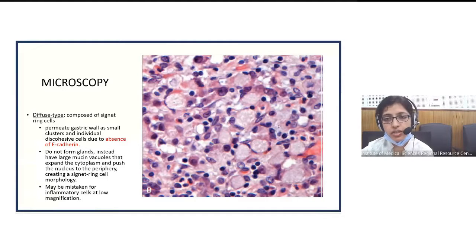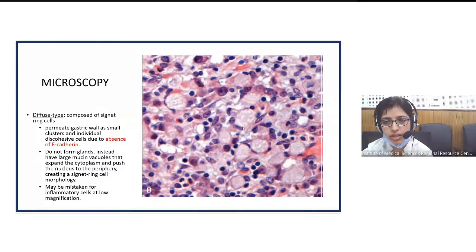And why does this occur? Because of the loss of the cell adhesion protein E-cadherin. Okay, as I told you in the part on pathogenesis, there's a loss of function mutation of the CDH1 gene. There is loss of E-cadherin protein. There is loss of adhesion of the cells. The cells are not able to adhere to each other. Rather, there is loss of adhesion, and so they infiltrate singly. They do not form glands. Instead, they contain a large mucin vacuole that completely distends the cell.